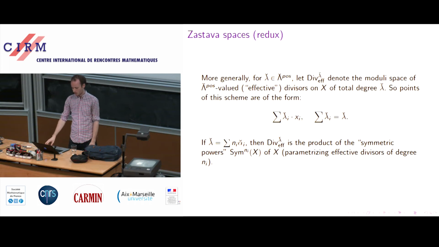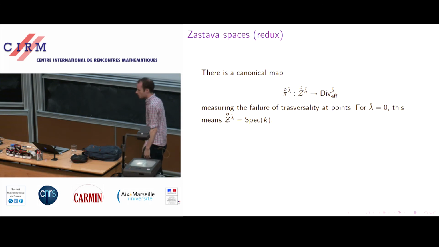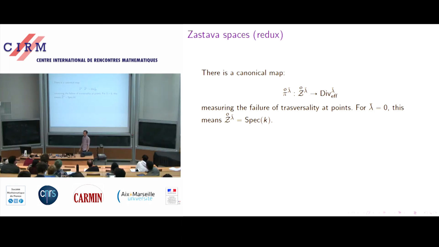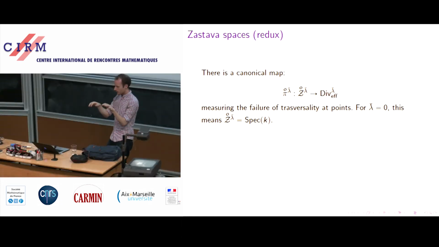So it's completely trivial. OK, so there's a canonical map from this open Zastava space to the space of divisors that measures the failure of this transversality. Remember, you're generically transverse, but you could fail to be transverse at finitely many points. So this will attach to a point in Zastava space a divisor that measures the failure of transversality.